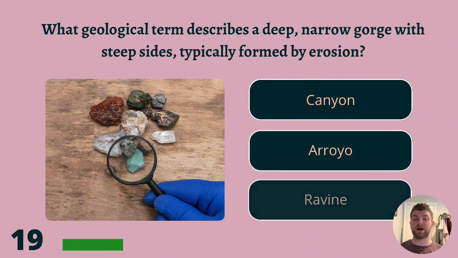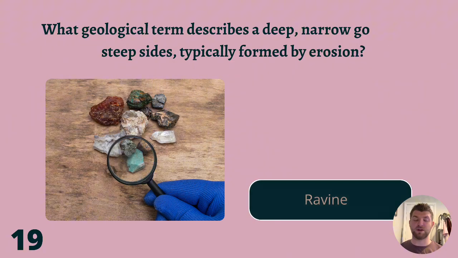What geological term describes a deep, narrow gorge with steep sides typically formed by erosion? Canyon, arroyo, or ravine? And the answer is a ravine.